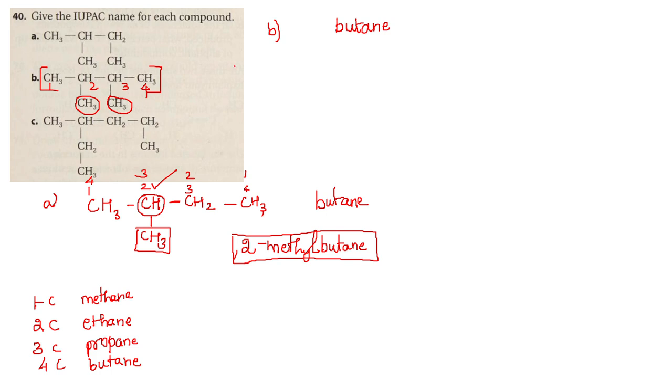So the carbon atoms to which the substituents are attached are 2 and 3. Now what is the group attached to 2? What is the group attached to 3?